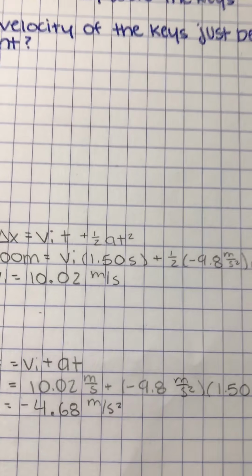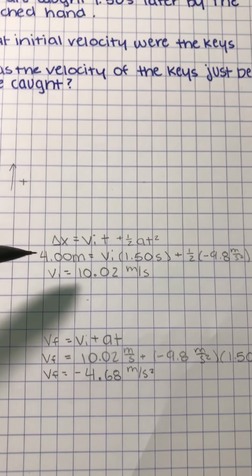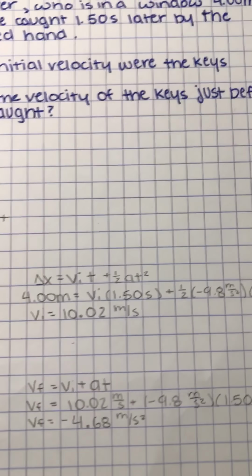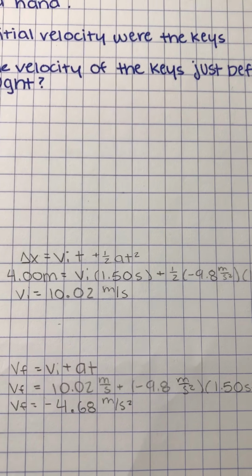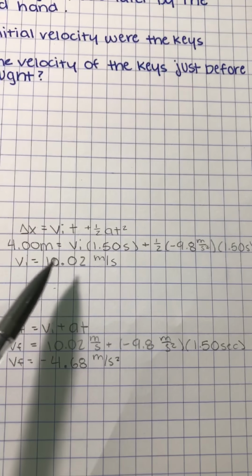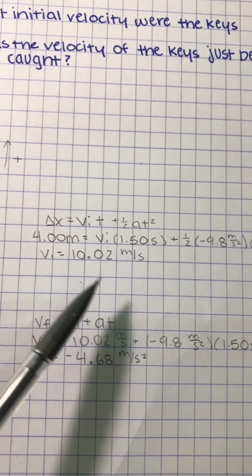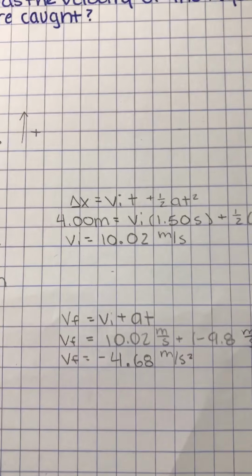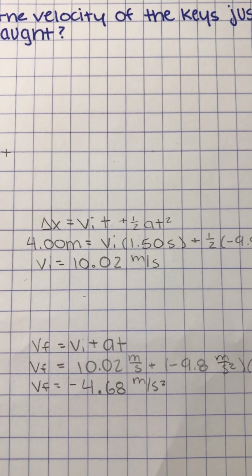So then we're going to solve this problem using this formula, which is the displacement equals initial velocity times time plus half of the acceleration times time squared. We plug in all of our knowns, and we just have this variable right here, and then we use simple algebra and solve for the initial velocity, which we get as 10.02 meters per second.